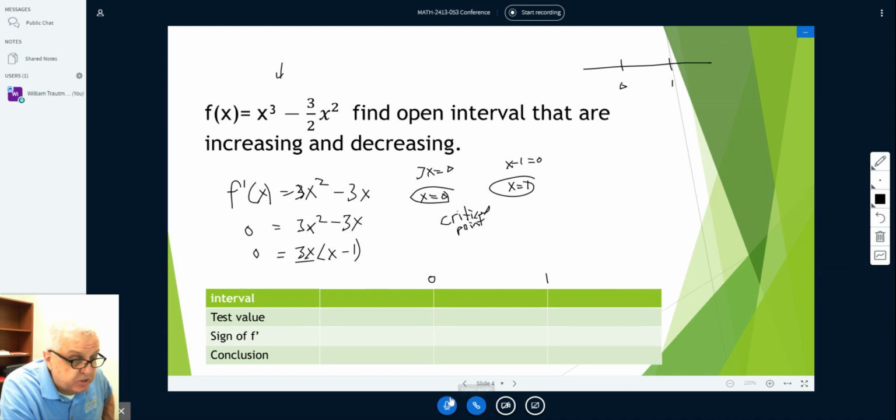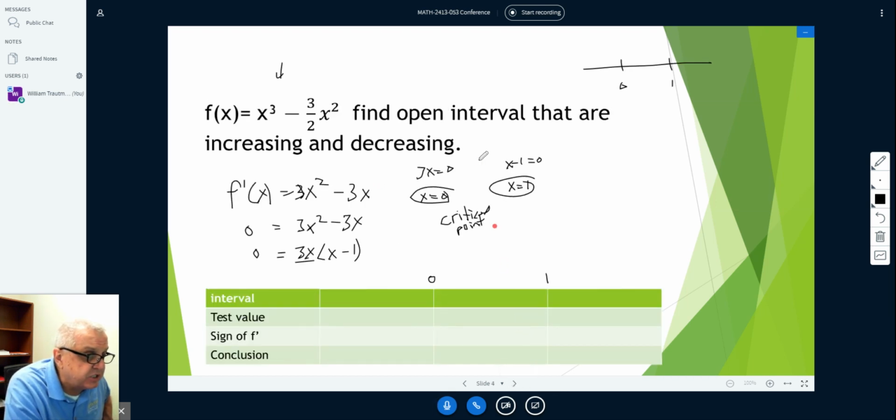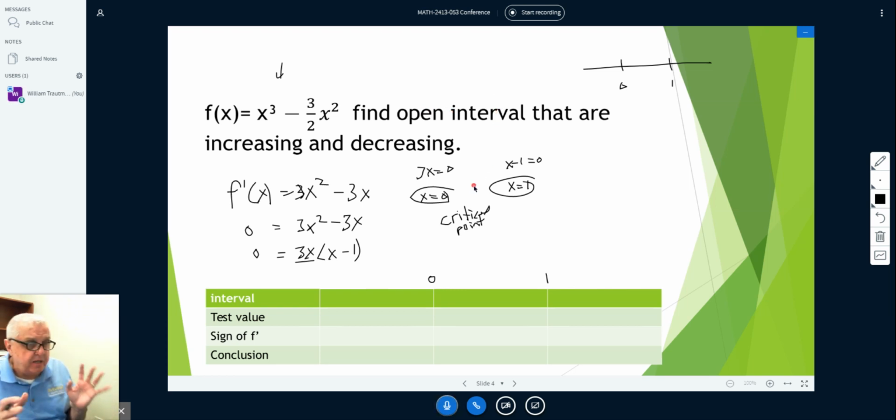Let's look at step 2. Pick test values between the critical numbers. It doesn't tell you this, but it says, let's read the instructions. It says, find open intervals. So I'm going to write the intervals that happen on both sides of these test values.